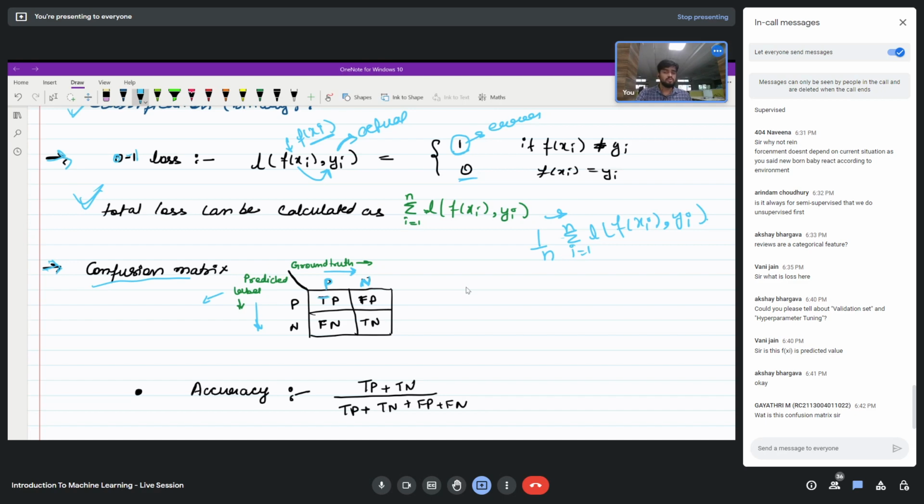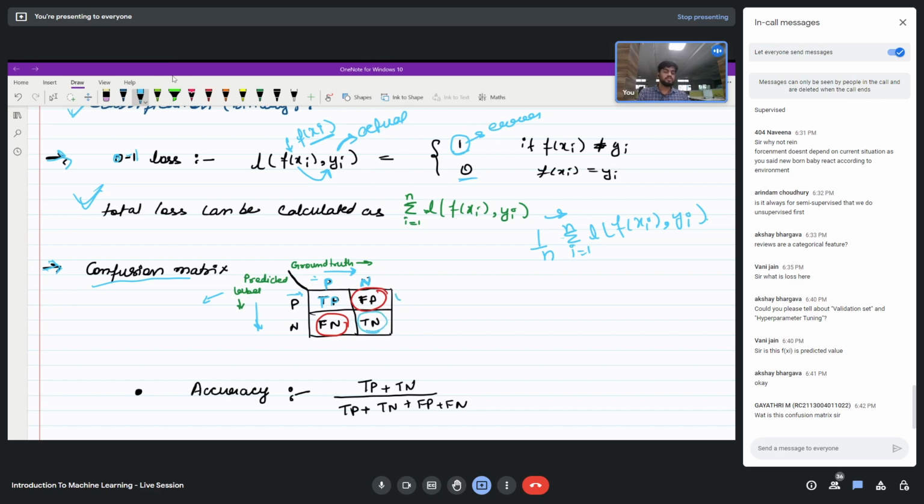What does true positive mean? The ground truth was positive, and the model also predicted positive. So it is a true positive, right? What is a false positive? The ground truth was negative, but your model predicted it to be positive. So it is misclassifying it. This term over here is a misclassification. Here also this is a misclassification: actually it was positive, but the algorithm gave it as negative.